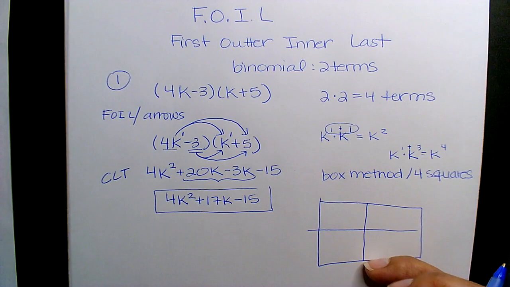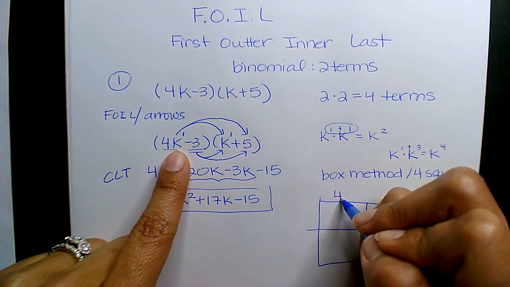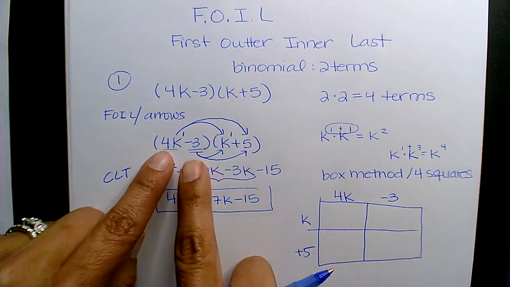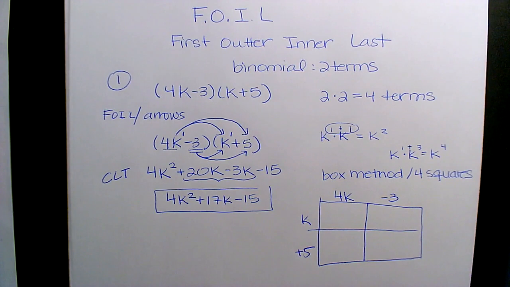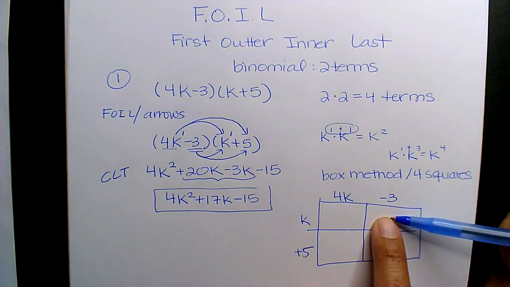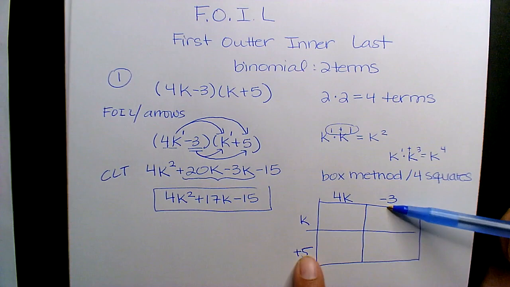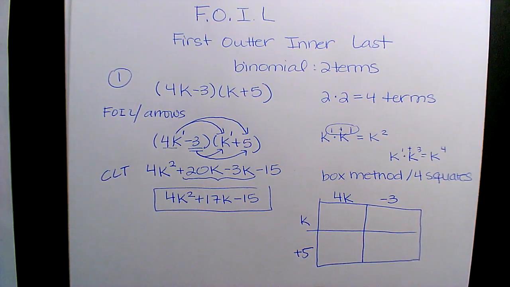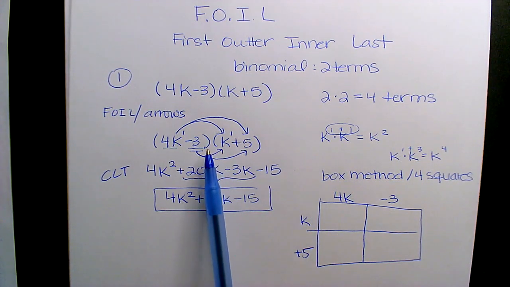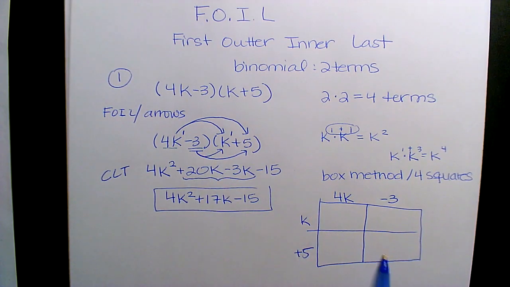Box method, you guys are okay? All right, so look, you take your binomial 4k minus 3, second binomial k plus 5. You split the two terms, and now you're going to fill in the cells. Each cell is a product of row times column. So you multiply the row and the column to complete the cell. These four cells are going to have the exact same terms. So if you have a tendency to leave off a term, then the box method is for you, because if you have an empty square, you know you forgot something.